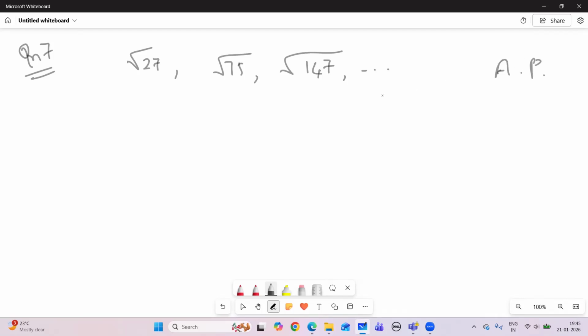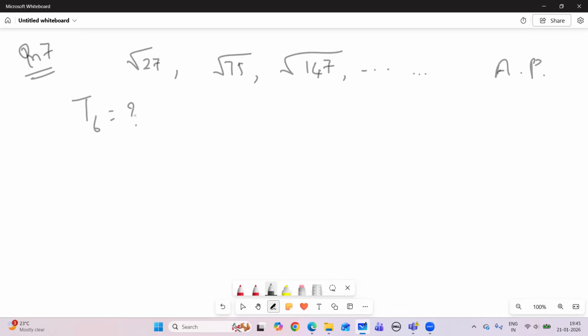You have root 27, root 75, root 147 and so on. That is question number 7. For this, you have to find the sixth term. This is given to be an AP. For this, you have to find the sixth term. Okay, this is the question.